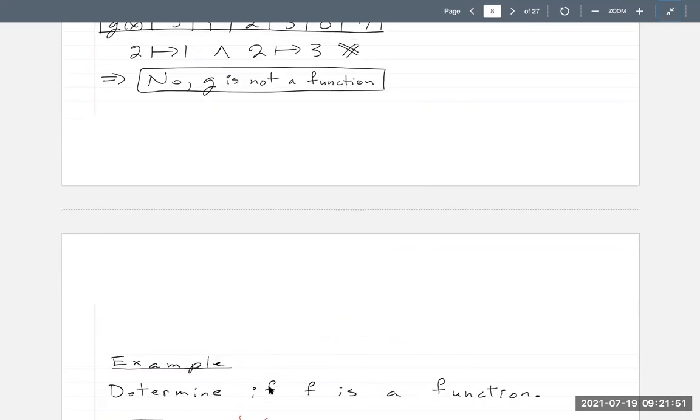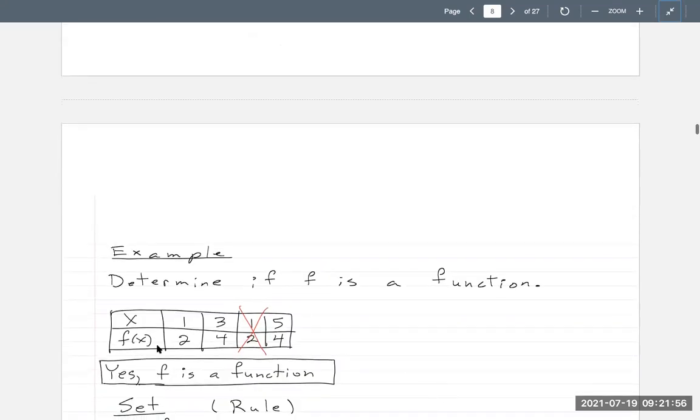So let's determine if f is a function. When x is 1, f is 2. When x is 3, f is 4. When x is 1, f is 2. When x is 5, f is 4. So I have to sort of modify what I said because I have to be a little bit more careful.